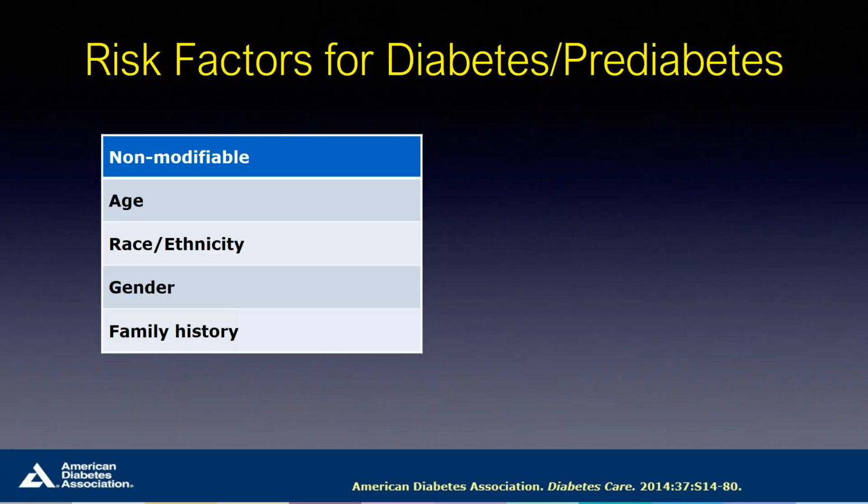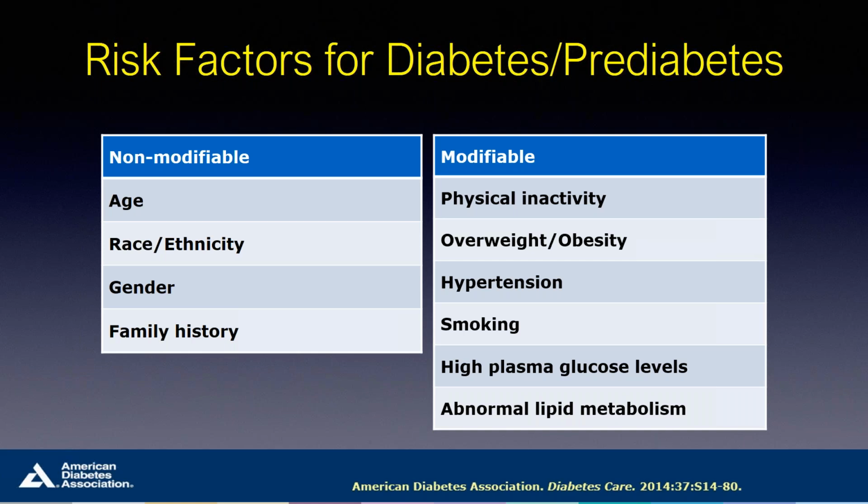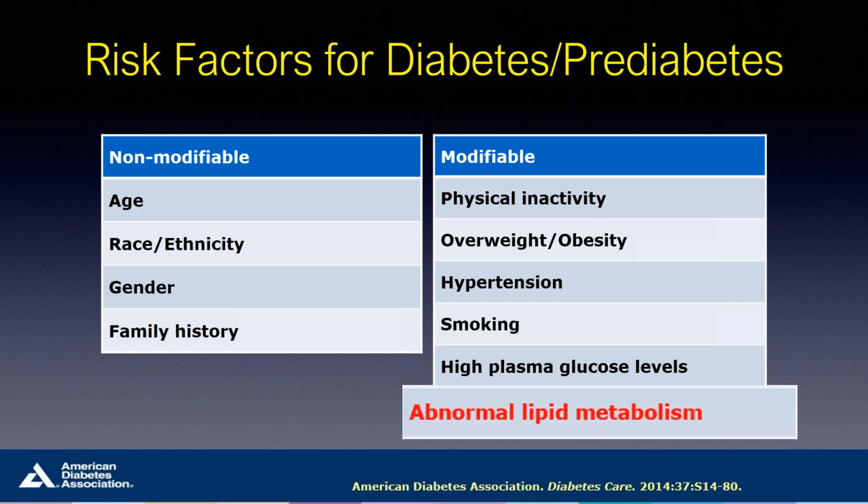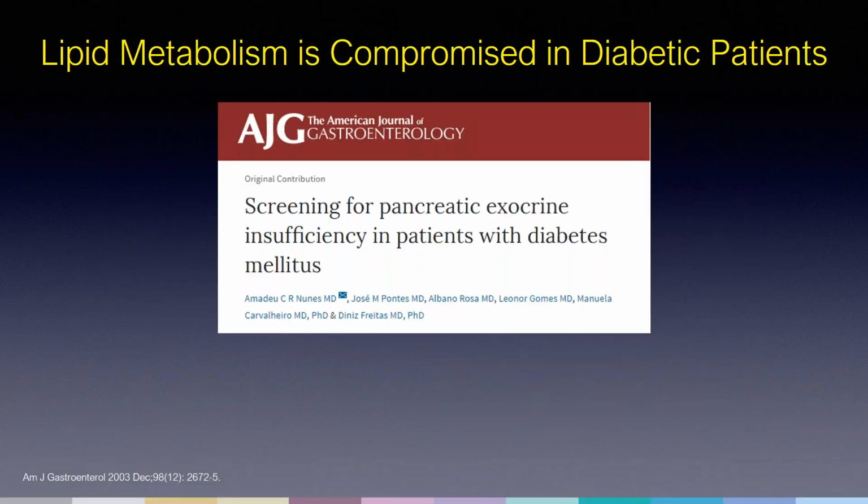So the risk factors for diabetes that are not modifiable, the age, the race, gender, family history, of course we can't do anything about. But what we can modify are the things we just discussed. Increase physical activity, lose weight, control hypertension, stop smoking. High plasma glucose levels are, of course, a hallmark of diabetes. But we also see here abnormal lipid metabolism, which is also a risk factor for the development of diabetes. And we know that abnormal lipid metabolism exists in diabetic patients.